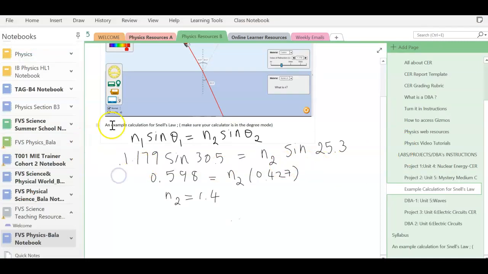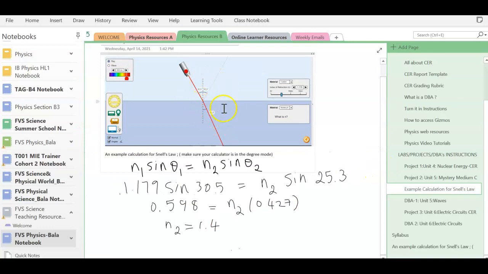So we're going to use Snell's law to determine the refractive index of the second medium. So let's say I have one sample data here. By the way, when you are collecting the data, you need to take screenshots, or at least one screenshot that shows the data that you have taken. So make sure you do that. So my first angle is about 30.5, and my second angle, which is the angle of refraction, is 25.3.